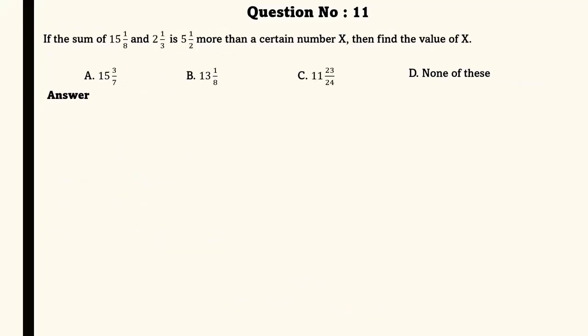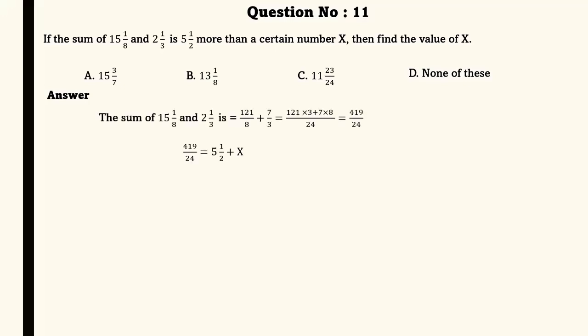Question number 11. If the sum of 15 1 by 8 and 2 1 by 3 is 5 1 by 2 more than a certain number x, then find the value of x. First, you have to add this. If we add, we will get 419 by 24.